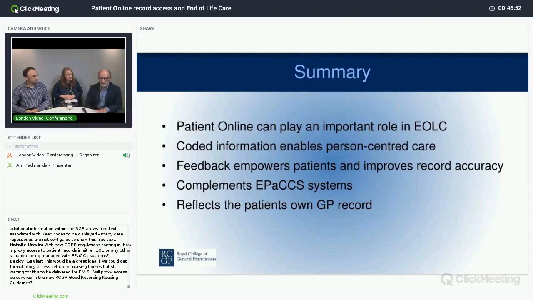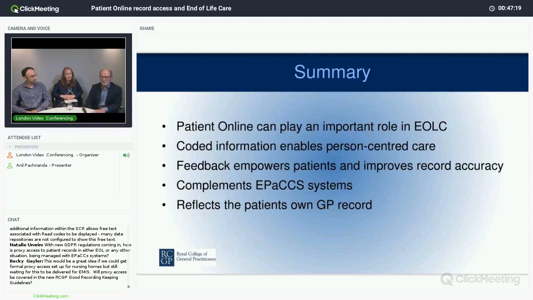The practice is responsible for the quality of the data, the accuracy, completeness of the data. But actually, Patient Online is an opportunity to improve that accuracy. Patients may spot something that's missing, like an adverse reaction to a drug, something that may have happened when they were registered to a previous practice and never got recorded. It's part of an ongoing conversation with the patient, which is all about improving data.